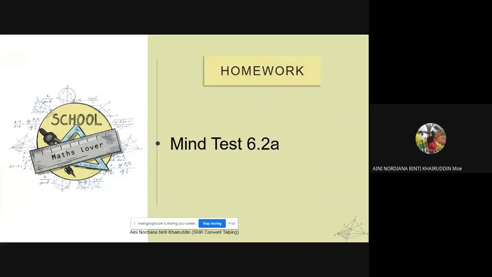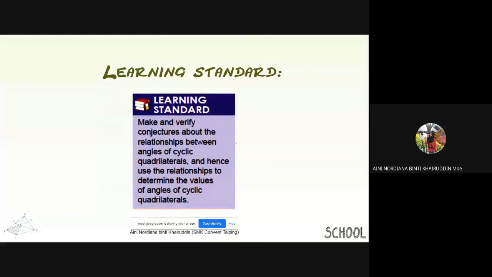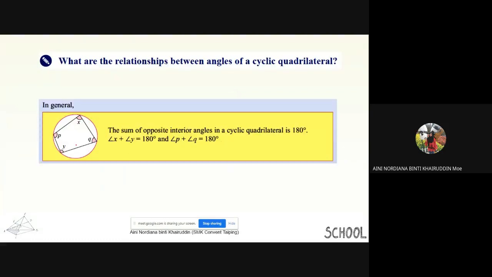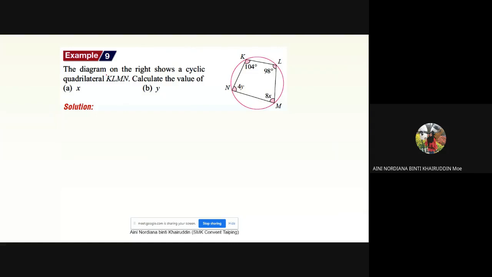Okay, this is your homework, Mind test 6.2a. So this is the second learning standard. And this one very easy. The sum of opposite angle equals to 180. So x plus y equals to 180. P plus Q equals to 180. Simple je.